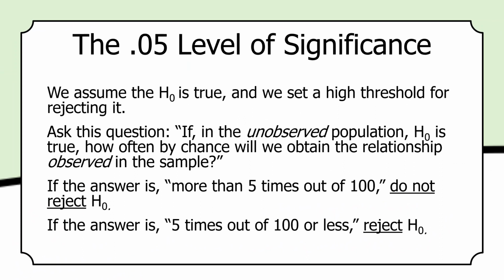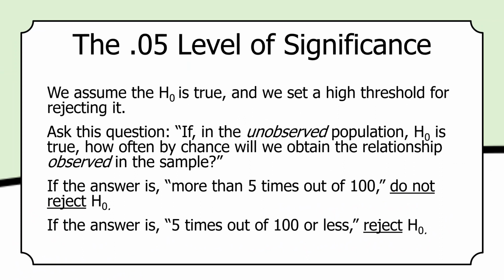What creates some confusion for students is that we also extend the null hypothesis's territory, if you will, all the way down to 6 times out of 100. So if we have a set of events that could be produced by chance 6 times out of 100, we still don't reject the null hypothesis because that is too frequently given the standard that we apply. So this is the 0.05 level of significance. If the answer to the question is more than 5 times out of 100, we do not reject the null hypothesis.